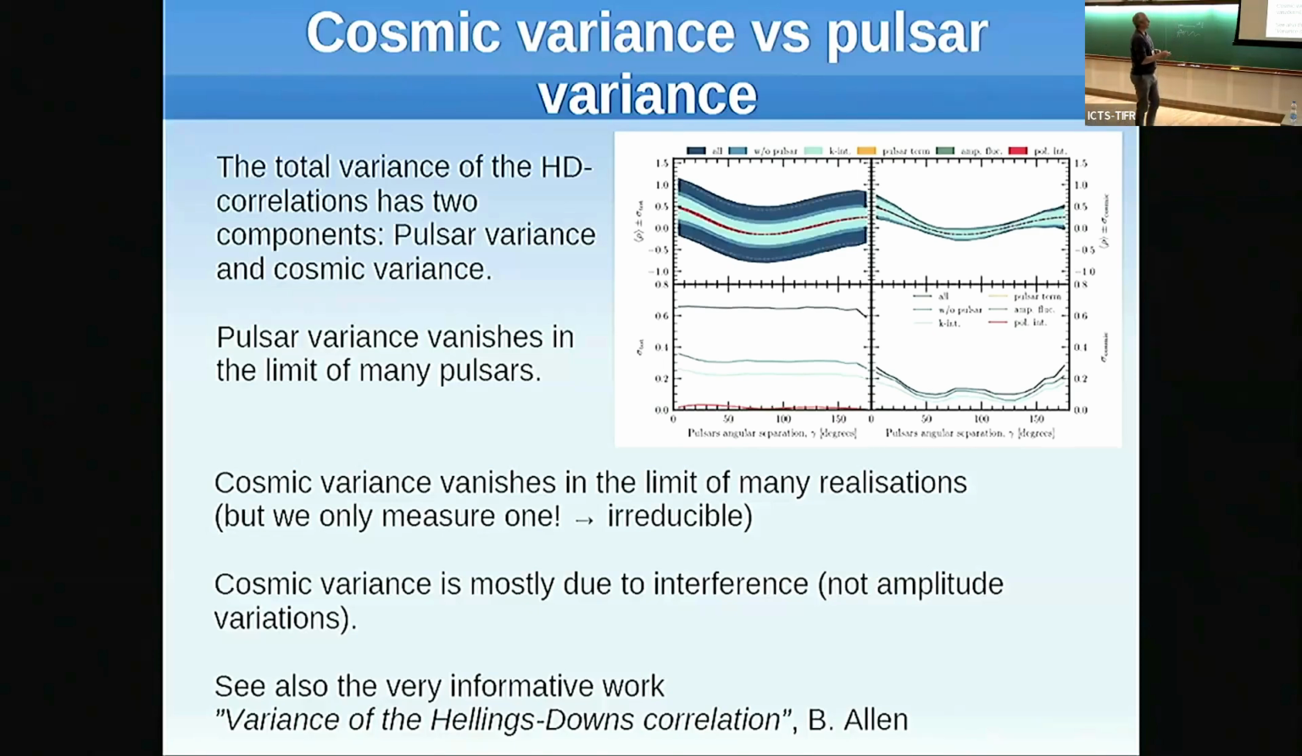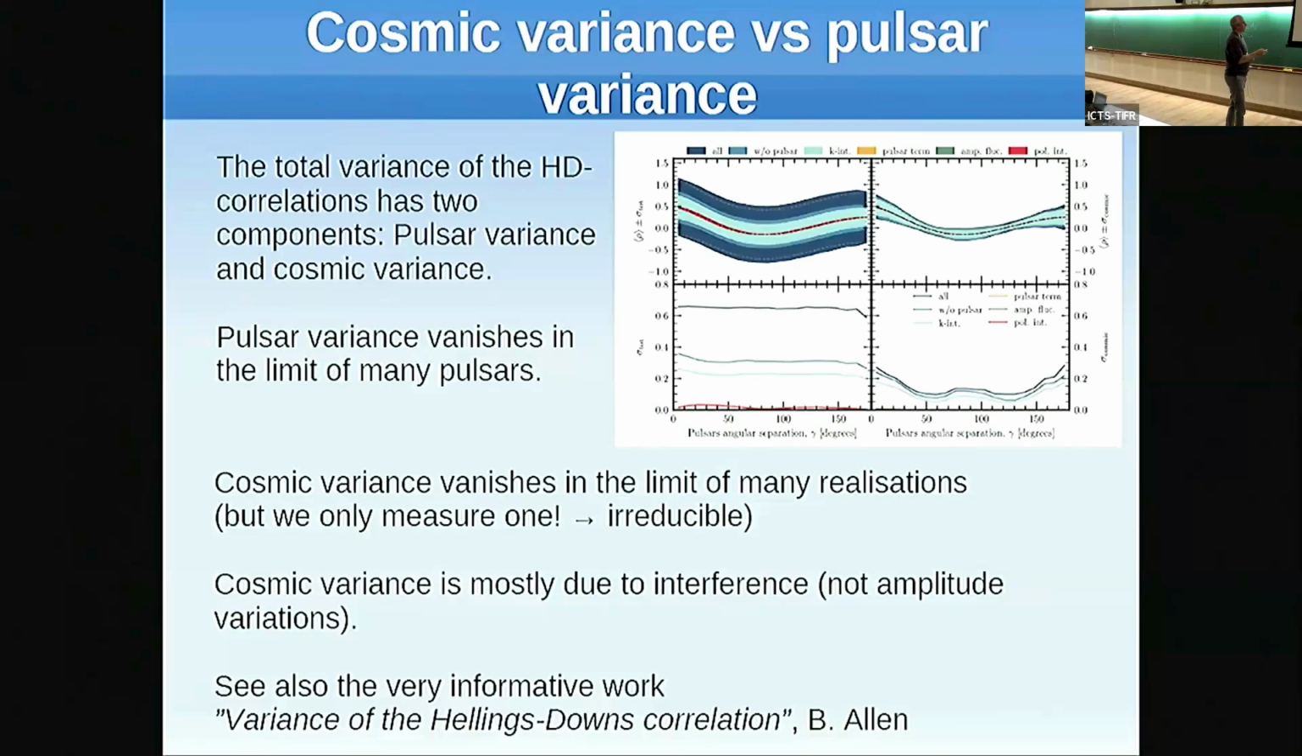So cosmic variance does not vanish in the limit of infinitely many pulsars. It also does not vanish in the limit of infinitely many sources, right? So what you have to do in order to get cosmic variance to vanish is to do the ensemble average, right? If you have only one realization, even if there are many sources and many pulsars, there's still cosmic variance. So what you see here, this band, is exactly this cosmic variance.